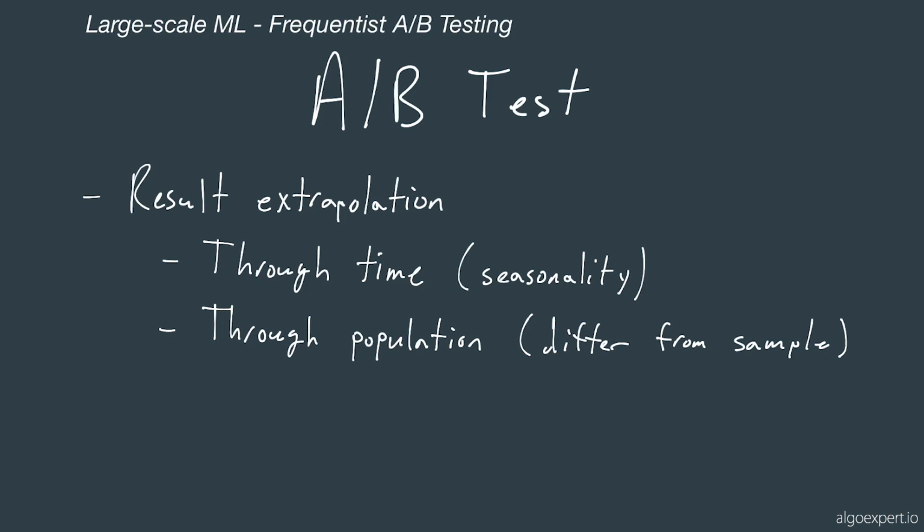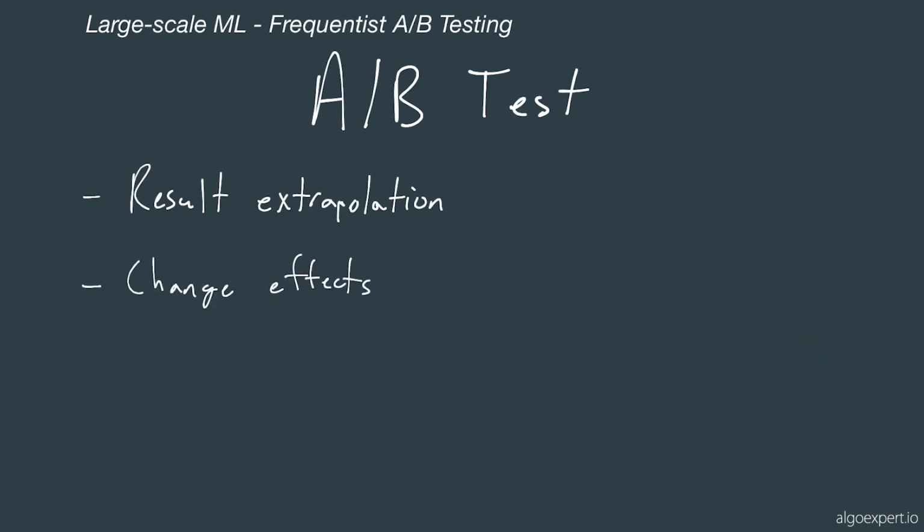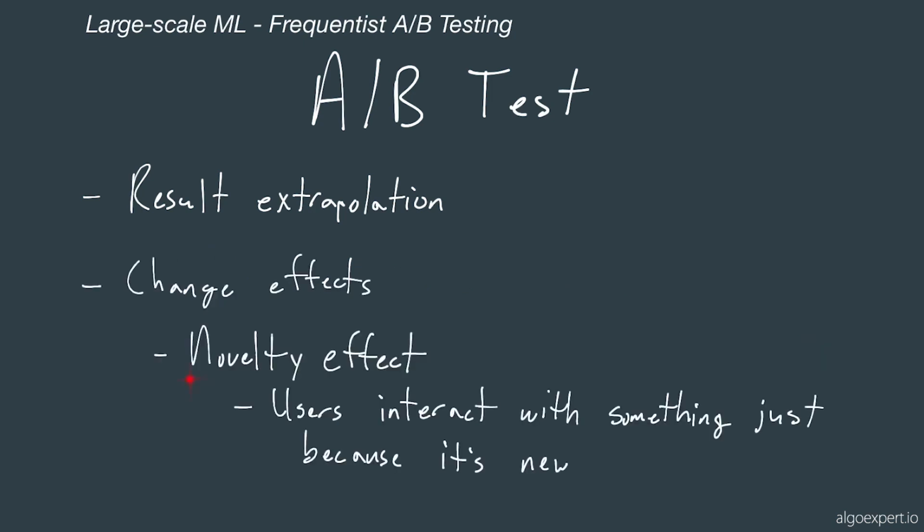Now, one thing to look out for during A-B testing is change effects. The first one we'll look at is called the novelty effect. This happens when users use something just because it's new. This effect could be transient, such that if we were to run the experiment for longer, we could see some regression in terms of its positive impact.